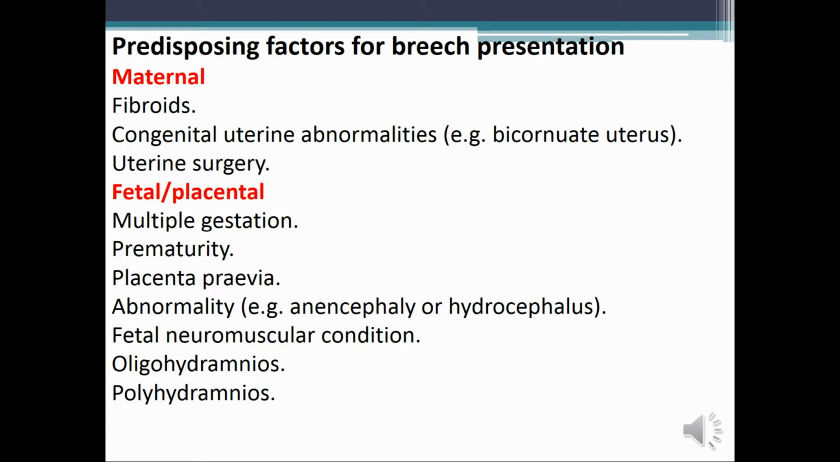What are the predisposing factors for breech presentation? Maternal: fibroids, congenital uterine abnormalities such as bicornuate uterus, uterine surgery. Fetal or placental: multiple gestation, prematurity, placenta previa, abnormality, for example, anencephaly or hydrocephalus, fetal neuromuscular condition, oligohydramnios, polyhydramnios.